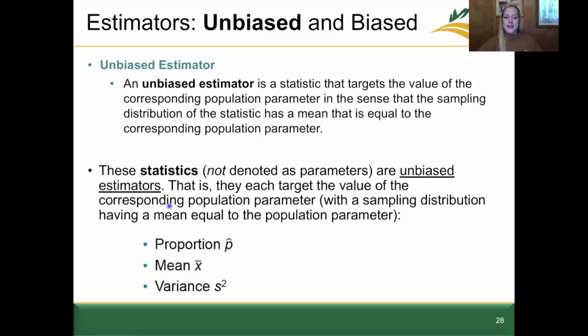To be clear, examples of unbiased estimators are proportion or p hat, mean or x bar, and variance or s squared. These are all unbiased estimators because they describe a sample that can then be reflective of a whole population in an unbiased fashion.